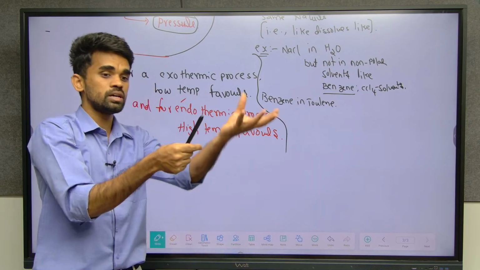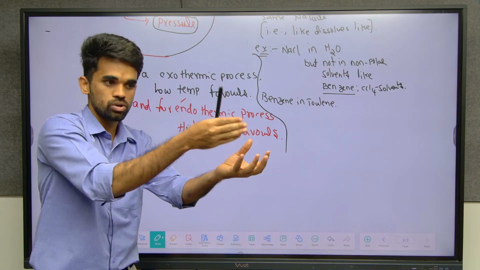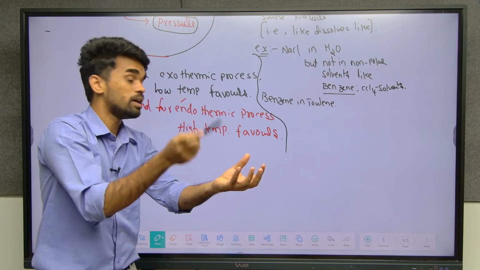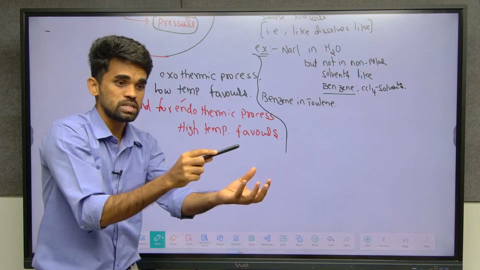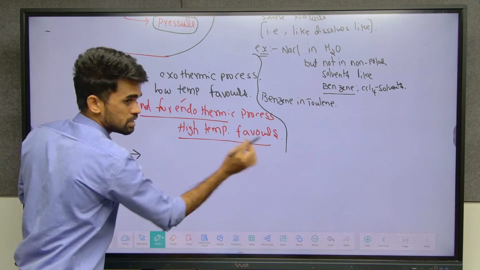Now what are we doing? We are supplying heat now. So if you supply the heat, the dissolution is more. It means what is the type of process? Endothermic. So for an endothermic process, what type of situation favors? High temperature. So for an endothermic process, high temperature favors.